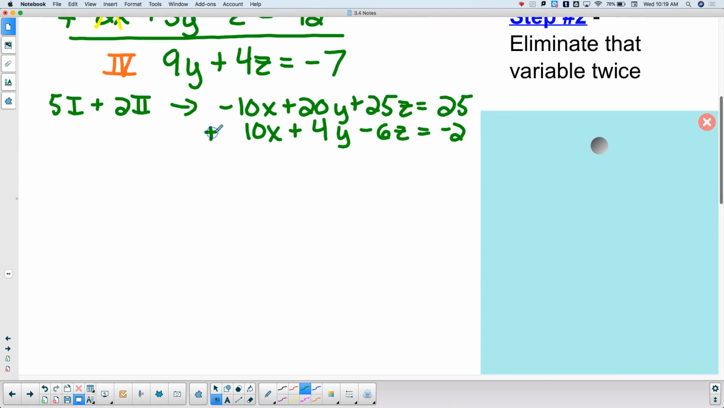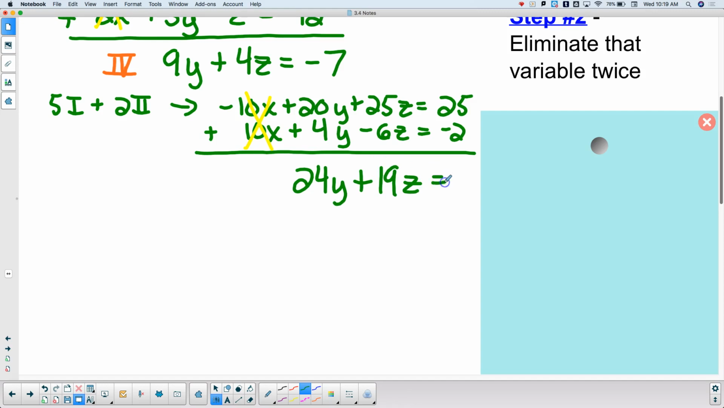I'm going to add those two together. Again, my x's cancel each other out, and that leaves me with 24y plus 19z equals 23.